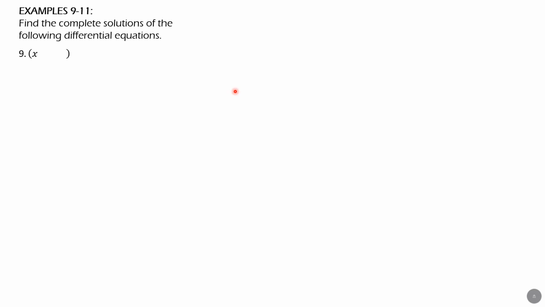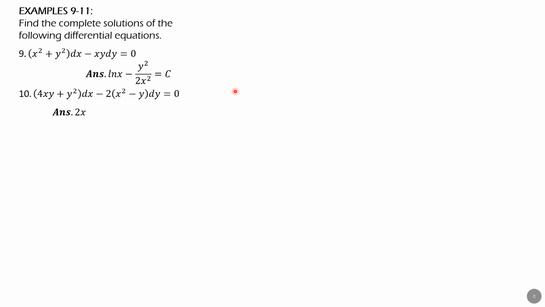So let's have examples 9 to 11, and these are the problems. Find the complete solutions of the following differential equations. Complete means it has arbitrary constants. Since it is a first order differential equation, there is one arbitrary constant. So those are the answers.